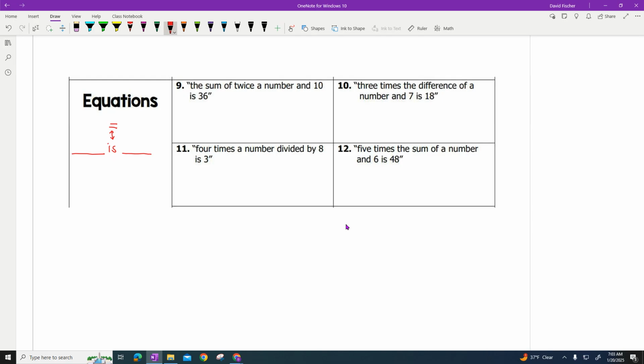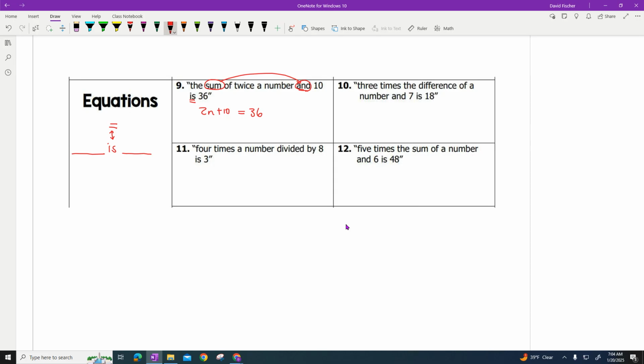The sum of twice a number and 10 is, so there's my is. Okay, now this is going to be nice and easy. I'll put my equal sign down there. What comes after the word is 36, so that goes over here. Now we have to write this expression up here. The sum of, sum means add. Where's my A and D word? It's right there. So there's my A and D. So I need twice a number plus 10. Twice a number plus 10. Now there's my equation, and now I can continue to solve for n if they ask me to solve it.